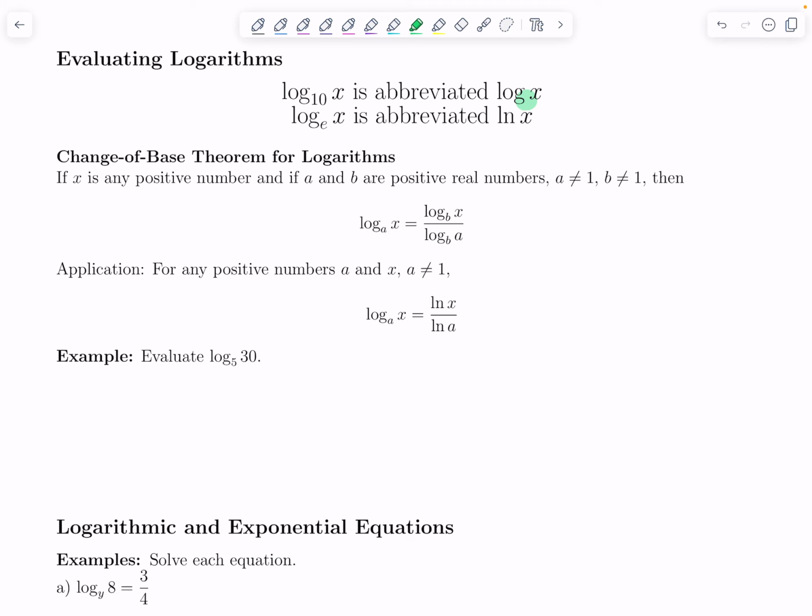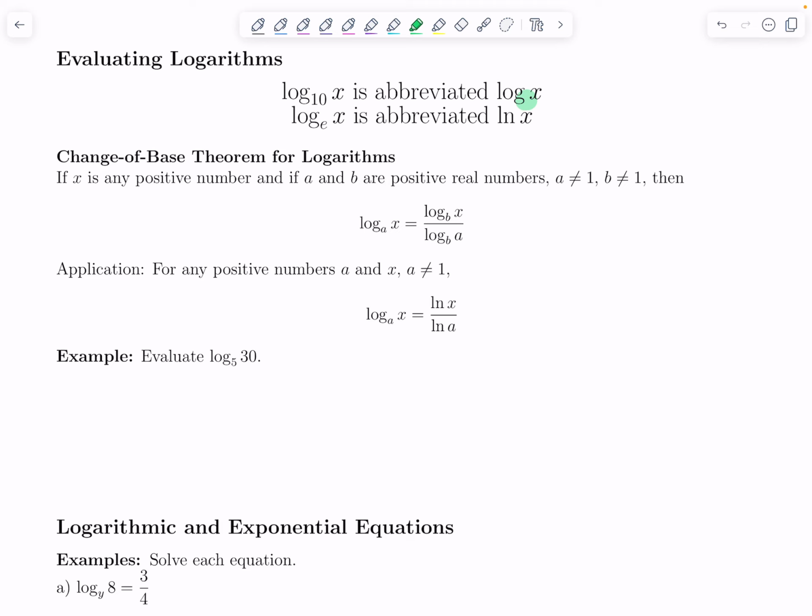And then log base e of x, oh me, oh my, that comes up so much that we've abbreviated it ln of x, the natural log of x. And e, Euler's constant, which we talked about in the previous lesson, comes up frequently in a lot of finance problems, applications, and whatnot. And so the natural log, log base e, comes up quite a bit. Now those two bases are the most frequently used bases for logarithms. Most calculators have the option of doing a common log, base 10, and natural log, base e.